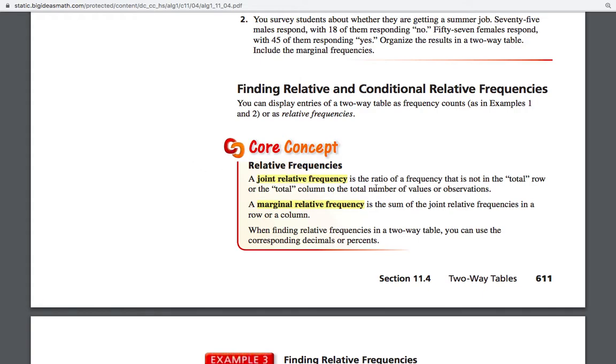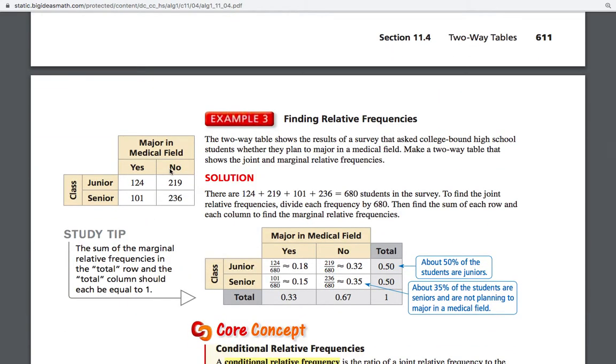And this says it's a ratio, and ratio just means we're dividing. So joint relative frequency, all that means is we are taking our joint frequencies and we are dividing them by the total. Okay, we're dividing by the total number in the whole two-way table, so that bottom right-hand corner. So for joint relative frequency, we're dividing by the bottom right-hand number.